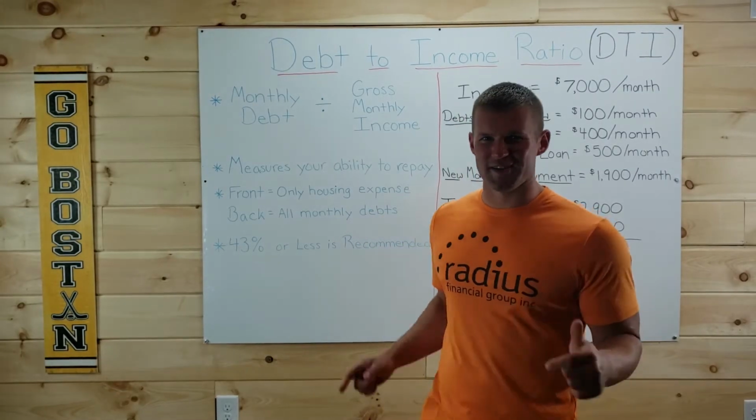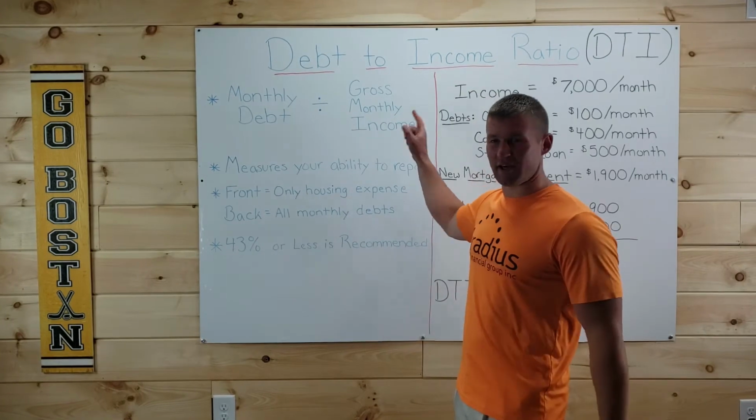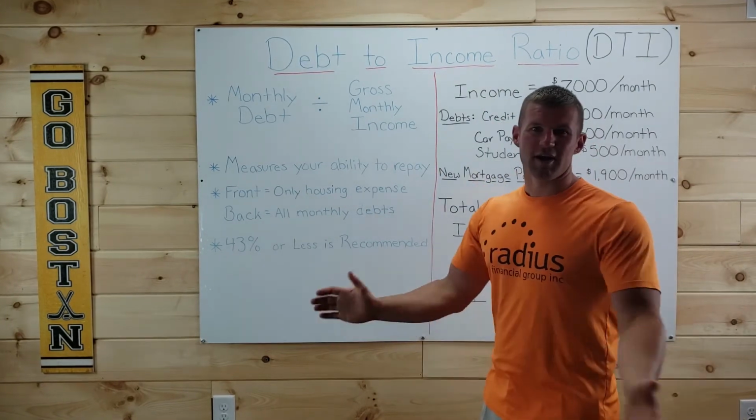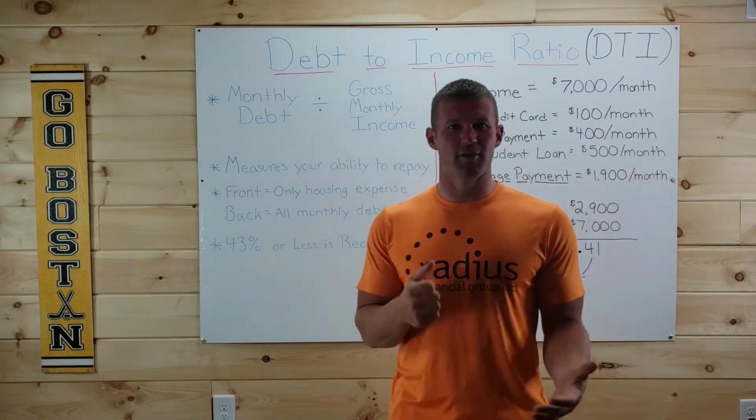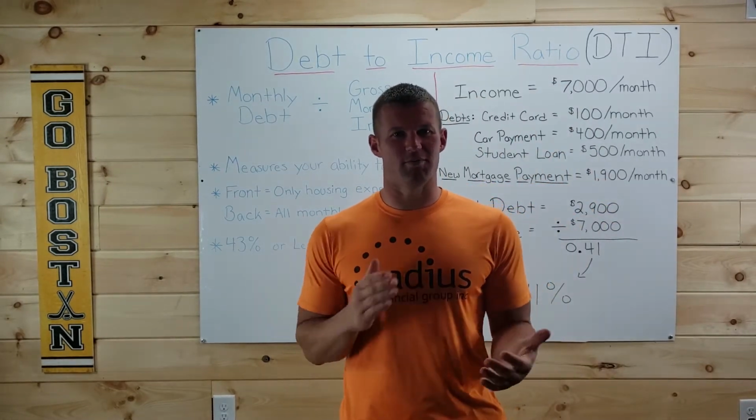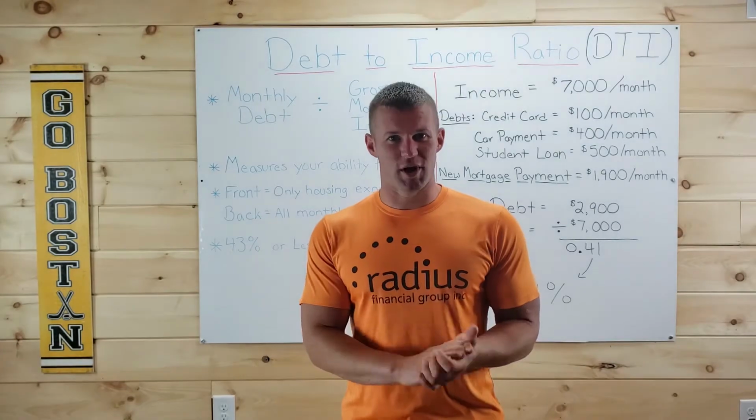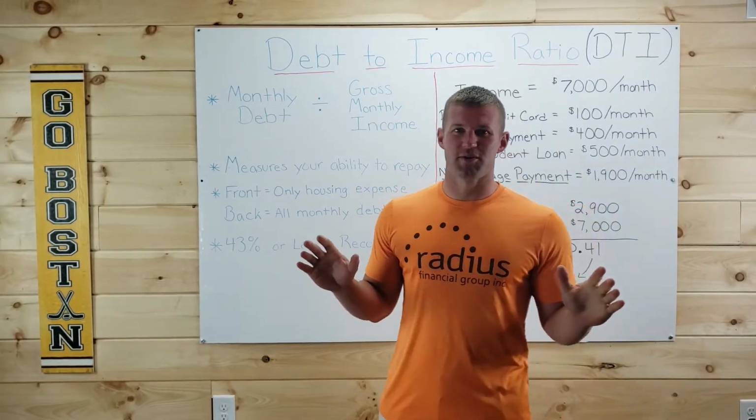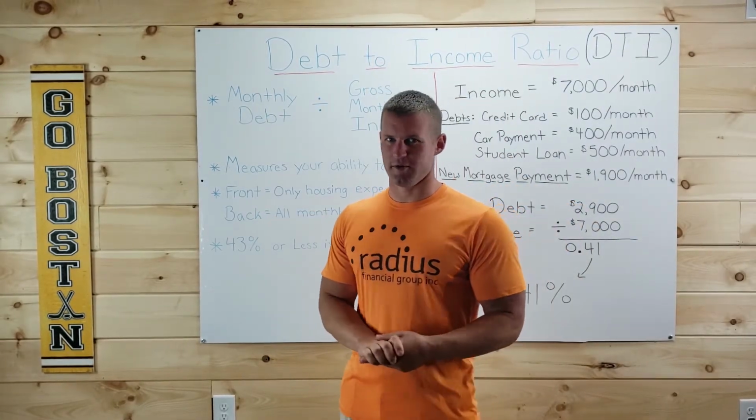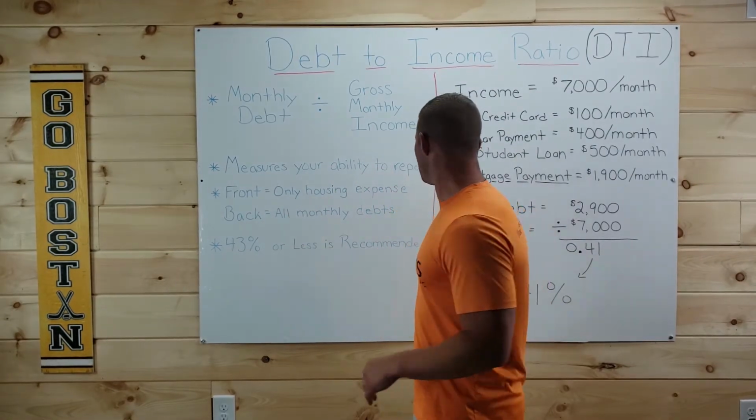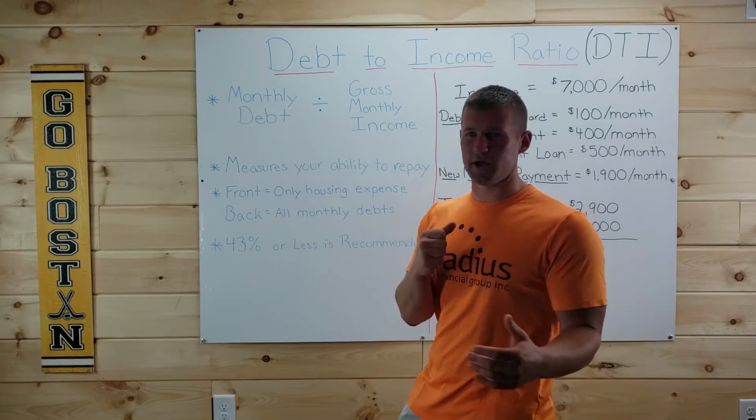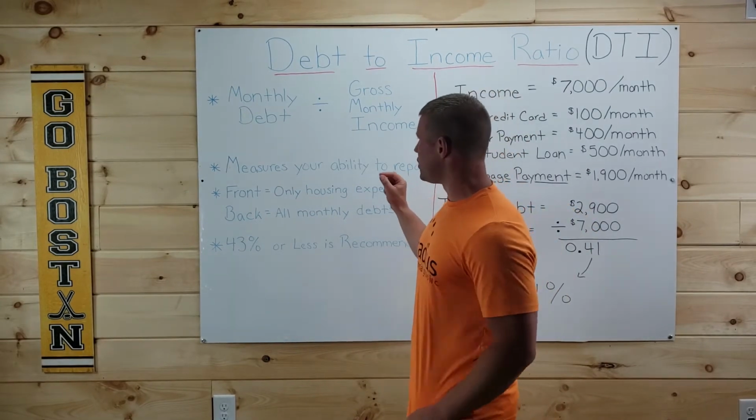Christian over here at Radius, and today we're talking about debt to income ratios. It's also called DTI. So if you ever hear anyone throwing around the acronym DTI, that means they're talking about debt to income ratio. And when it comes to the mortgage business, this is extremely important. We're going to talk about what DTI is real quick, and then we're going to go into a real quick example. Sound good? All right, so debt to income ratio.